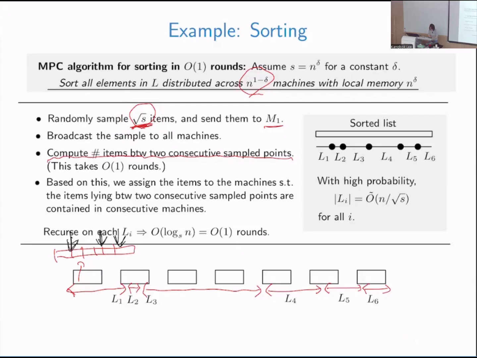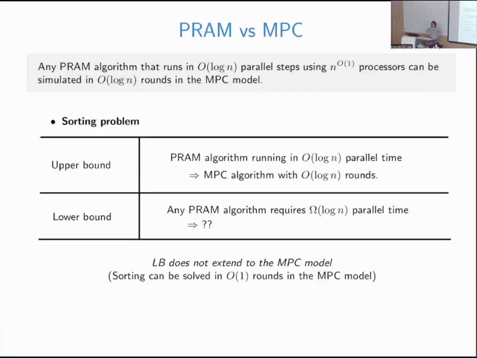Okay, then, one thing I should mention is that there is a classical parallel model called the PRAM model. The MPC model is relatively new, but there already exists a classical PRAM model with a different definition and different setting. And there is a close relationship between the PRAM model and the MPC model. More precisely, any PRAM algorithm that runs in log n parallel steps using a polynomial number of processors can be simulated in log n rounds in the MPC model.